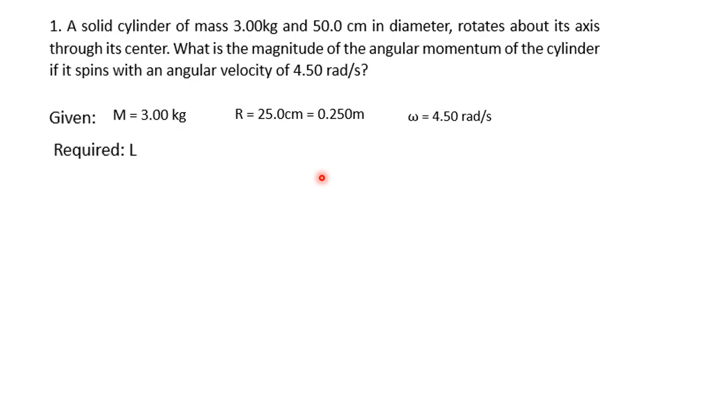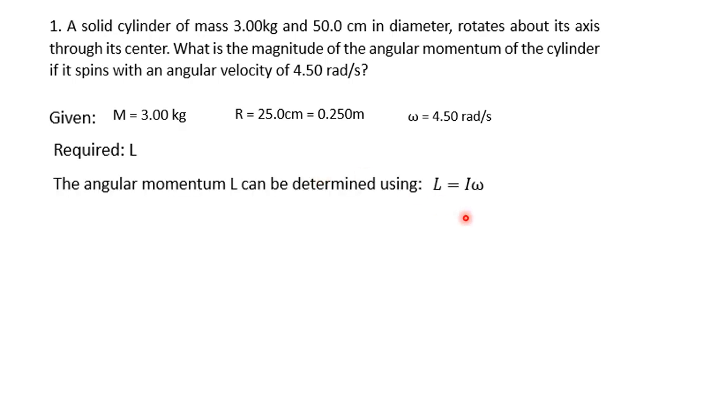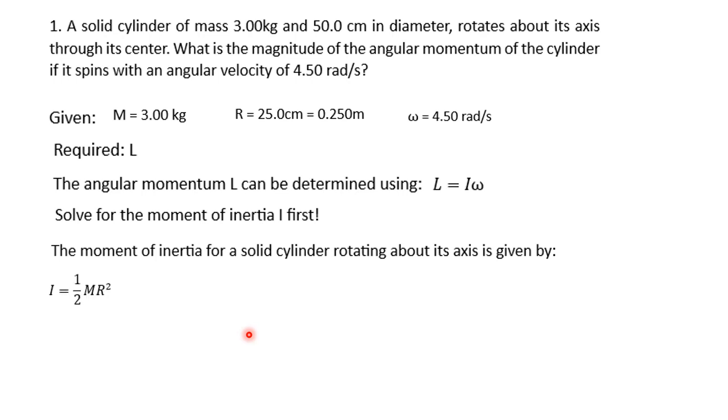The angular momentum is given the symbol L, and L is equal to I times omega. We are given omega, it is equal to 4.50 radians per second. So to find L, we need to know the moment of inertia. We need to determine this I first. So what is the formula used to calculate I of a solid cylinder that rotates about its axis through its center? Okay, so I is given by the formula one half m r squared.